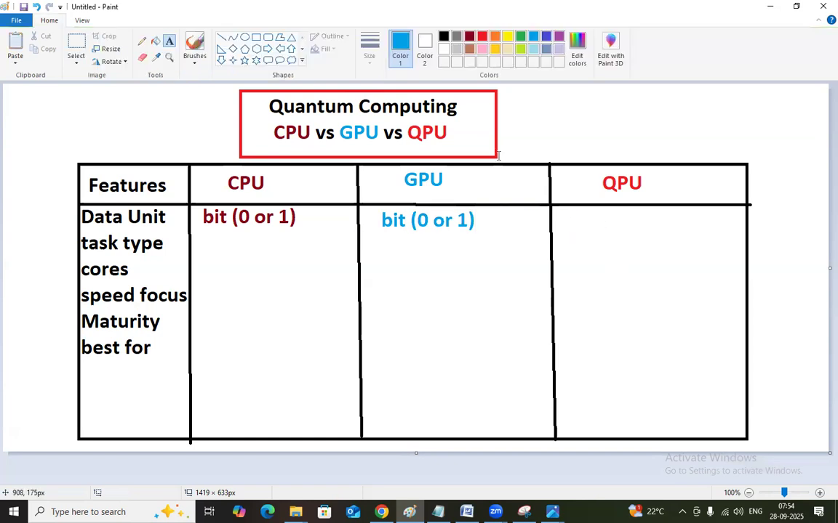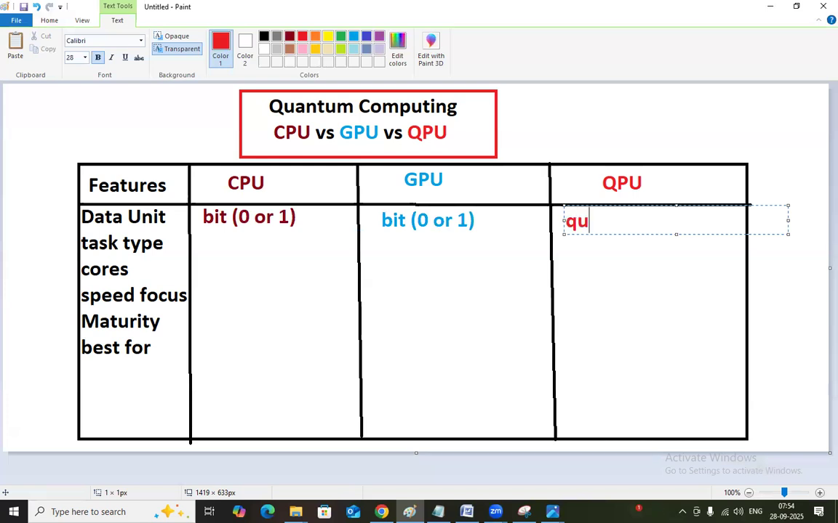But come to the QPU, not bit format. This is a qubit format. Yes, the first point is a very interesting point. This is something like a qubit format. What is the meaning of QPU? What is this qubit? 0, 1, or both? Exactly. 0, 1, or both. That is actually what a qubit is.